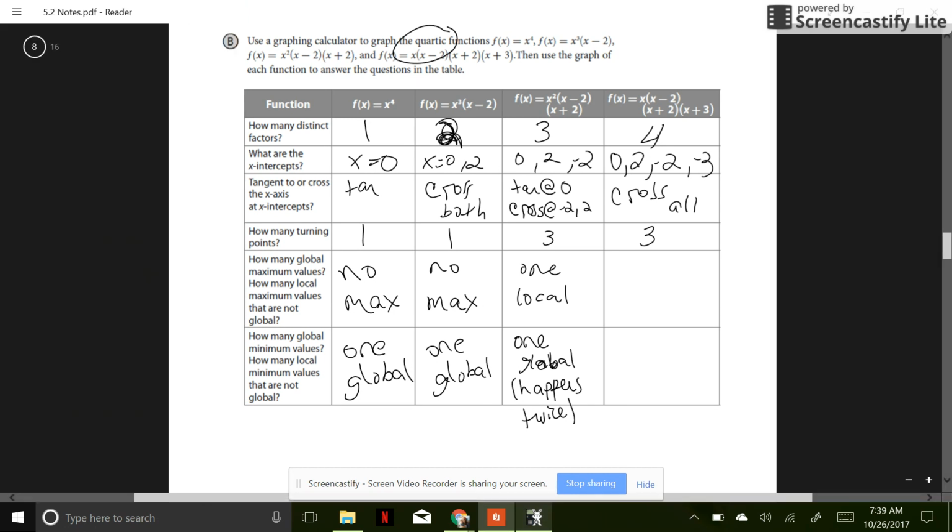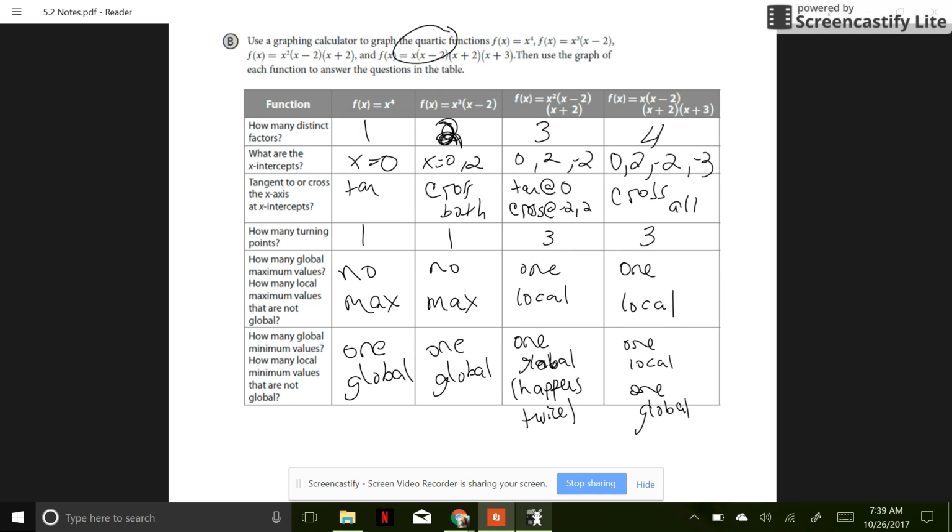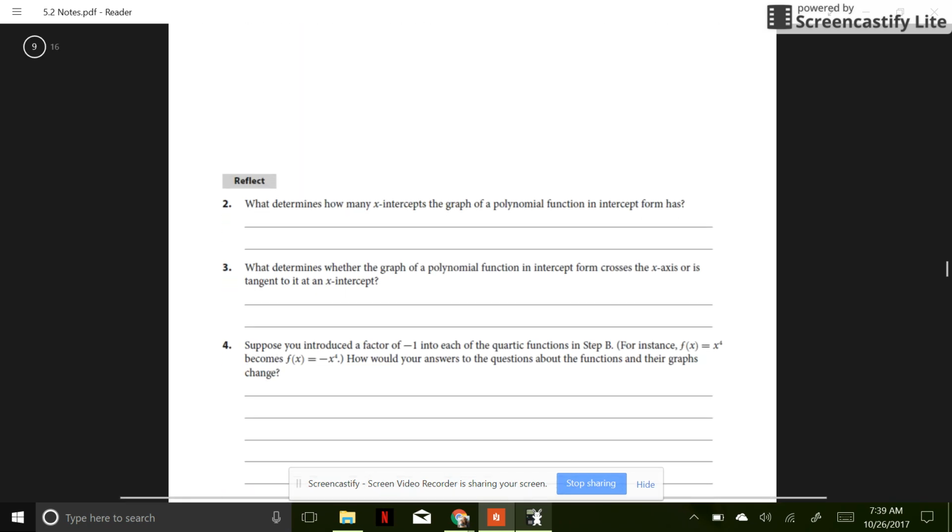So we'll have one local max, one local minimum, and one global. And again, if we add up the number of maxes and mins, it should add up to how many turning points we have, and it does. So what does this data tell us?